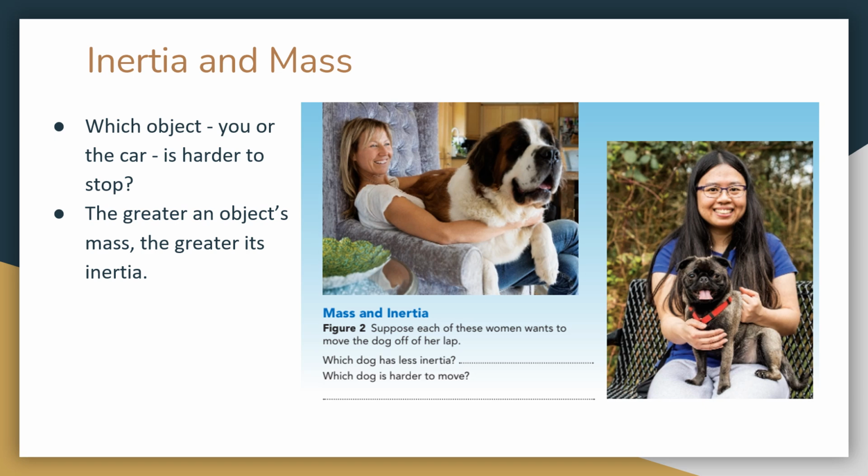Inertia and mass. Which object, you or the car, is harder to stop? The car is going to be harder to stop because it's bigger. The greater an object's mass, the greater its inertia. Suppose each of these women wants to move the dog off her lap. Which dog has less inertia? That, of course, is going to be the small one. And which dog is harder to move? That, of course, is the large one.